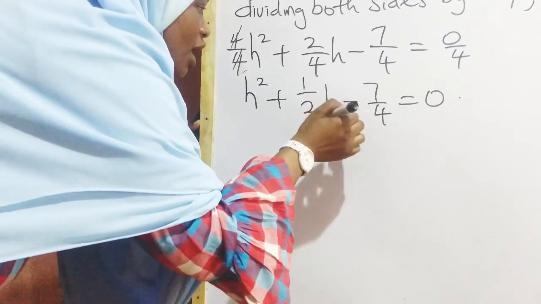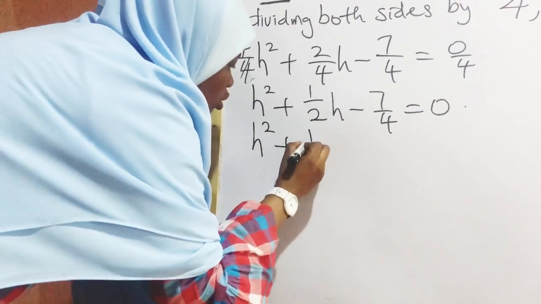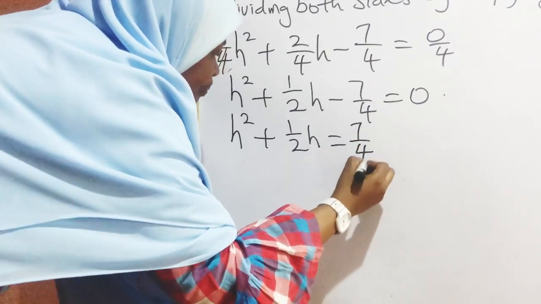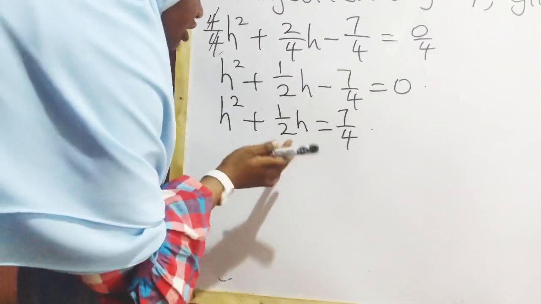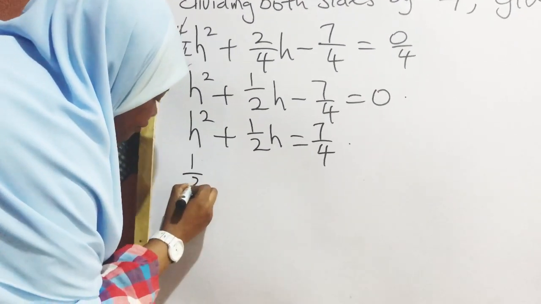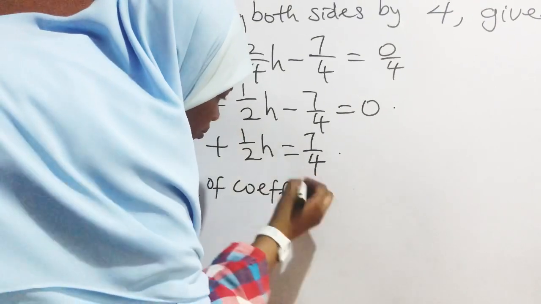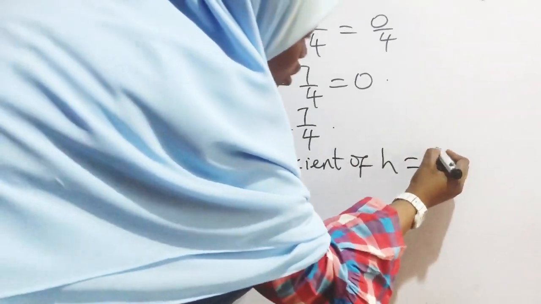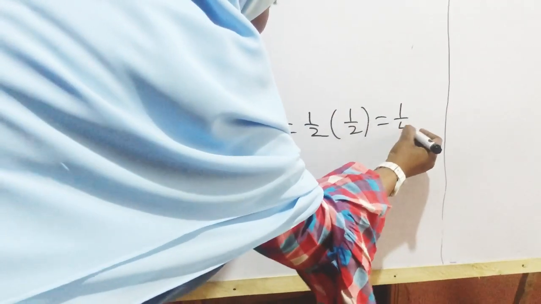The next thing is that you have to take the constants out: h squared plus 1 over 2h is equal to 7 over 4. Next, look for the coefficient of h, which here is 1 over 2. Half of the coefficient of h will be half of 1 over 2, which is equal to 1 over 4.